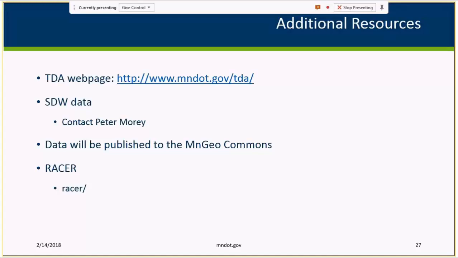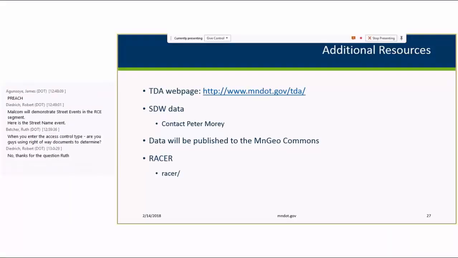Okay, so here are just some additional resources. We have the TA webpage that you can navigate to if you are interested in what we just discussed. Also, a note on STW: unmeasured LRS data is available in the STW. If you don't have access to the STW, please contact Prita Mori. And the goal is to have the data published in the MnGeo Commons eventually, but due to some technical issues, that hasn't happened. Once that's resolved, the data will be published.